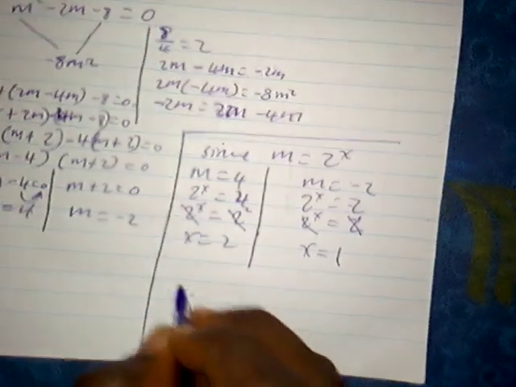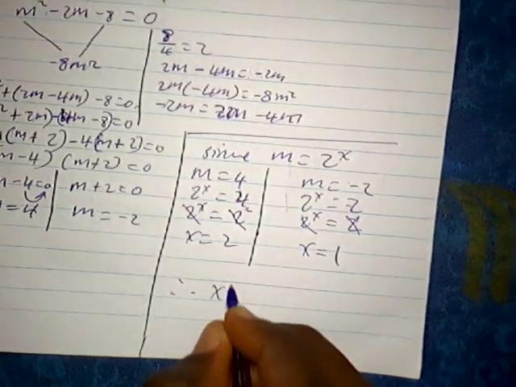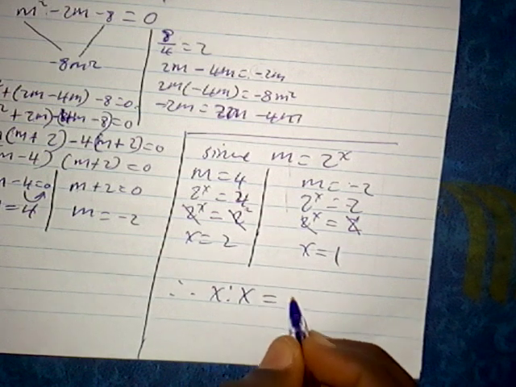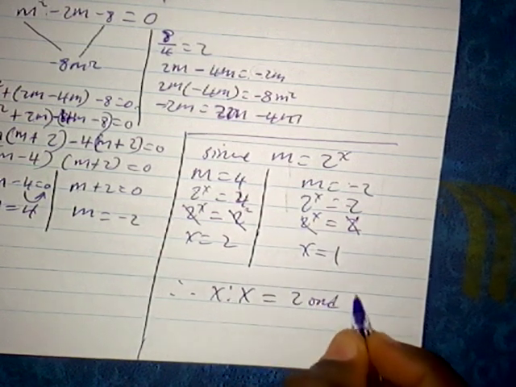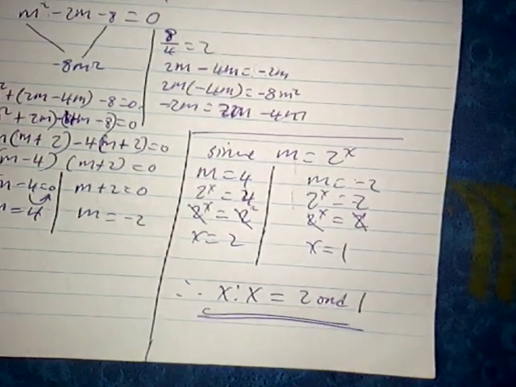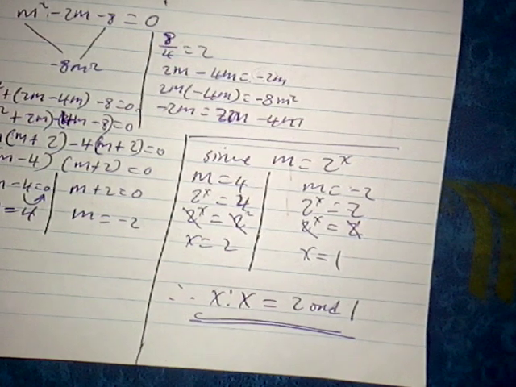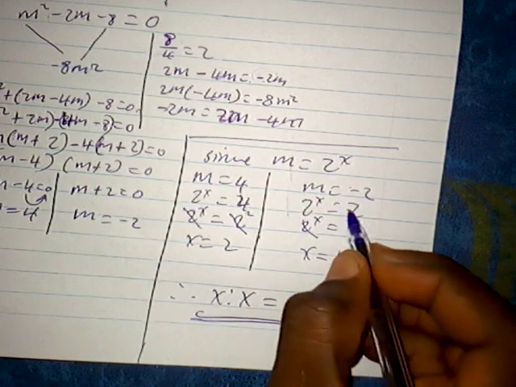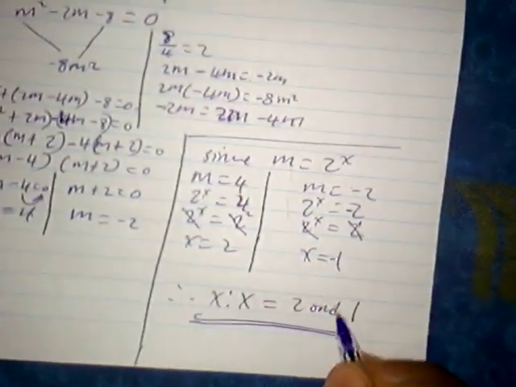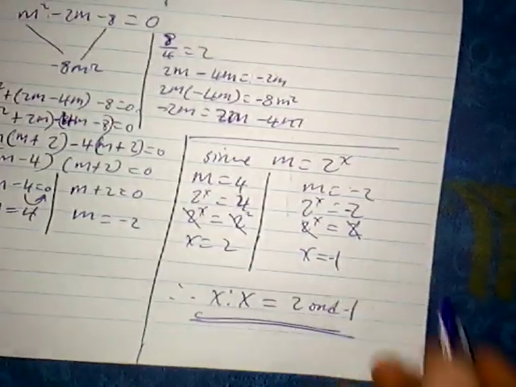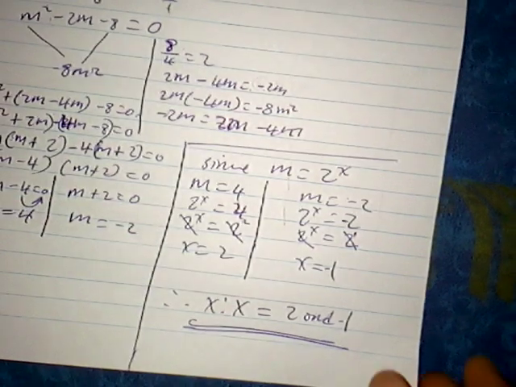Therefore x is equal to 2 and 1. These are the values of x. Is it understandable? Please, if you don't understand, replay the video. I believe you understand precisely. Oh, there's a minus sign here. Okay, we'll still put it. Good, so that's it.